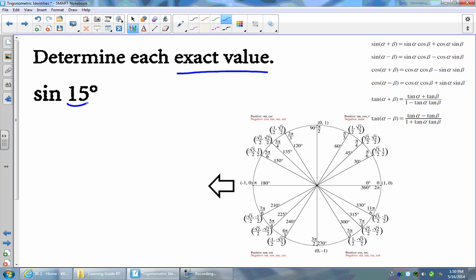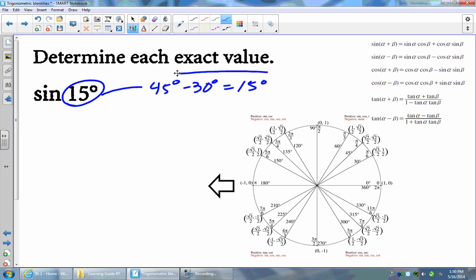So if you look at 15 degrees, obviously you're not going to find that on your unit circle because it's not considered a special angle. But you can rewrite it in terms of two special angles, more specifically a sum or a difference. Now 15 degrees is pretty tiny, so I'm thinking that I'm going to take the difference, so I'm subtracting two special angles on the unit circle. So I'm looking at the unit circle here, and I can see that 45 degrees minus 30 degrees does give you 15 degrees. So that works out.